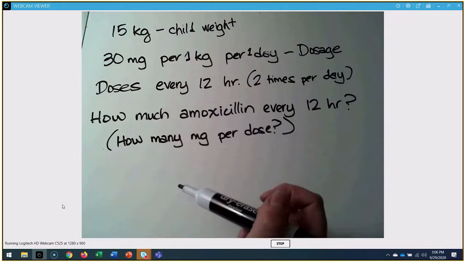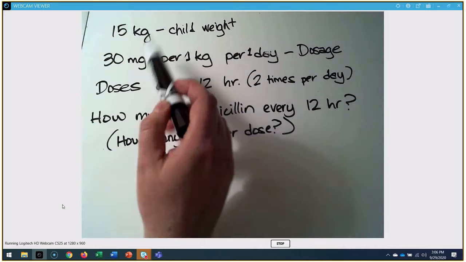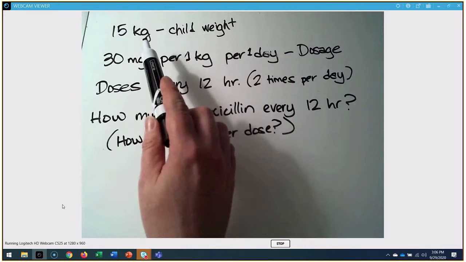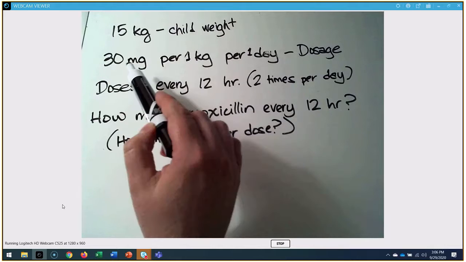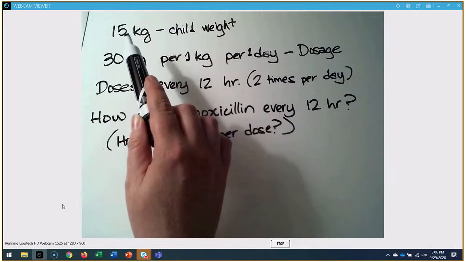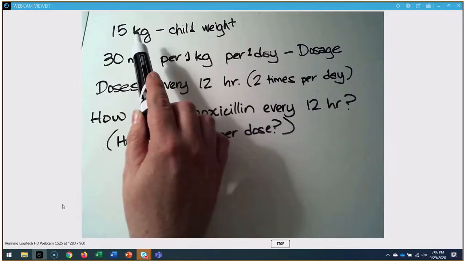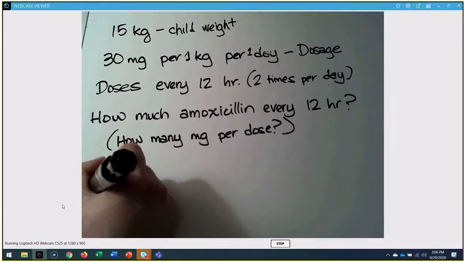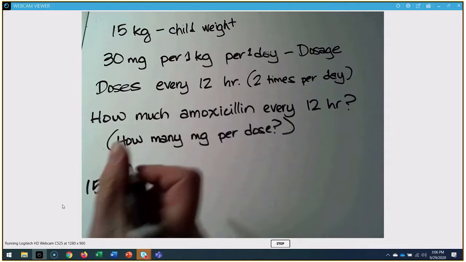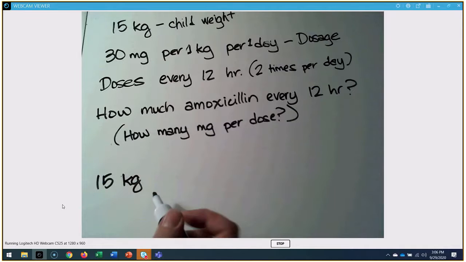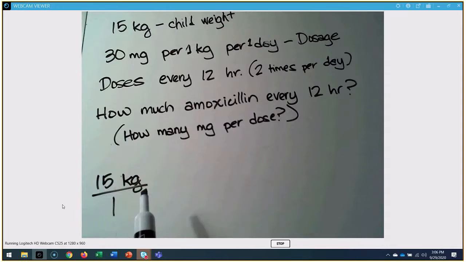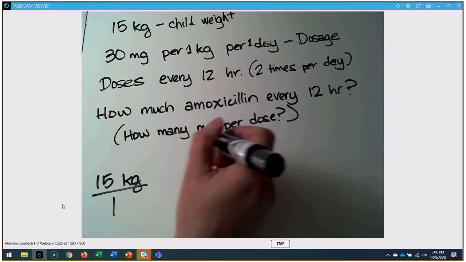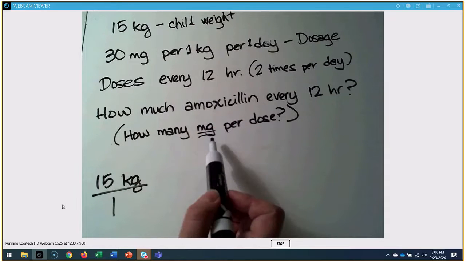Okay, let's take a look and see what we can do here. So first, let's figure out how much we have to give this child based on this dosage information. Child weighs 15 kilograms, so we're going to start with that. That's information that is presented to us that we cannot change. What I'm going to do is use the unit analysis method and set this up so that I can cancel the kilograms and get an answer in milligrams. That's what they're asking for.